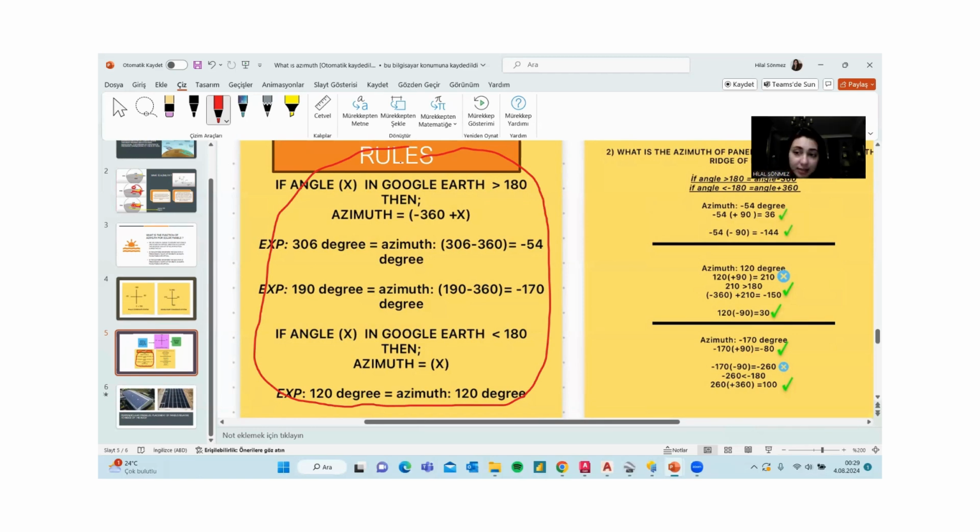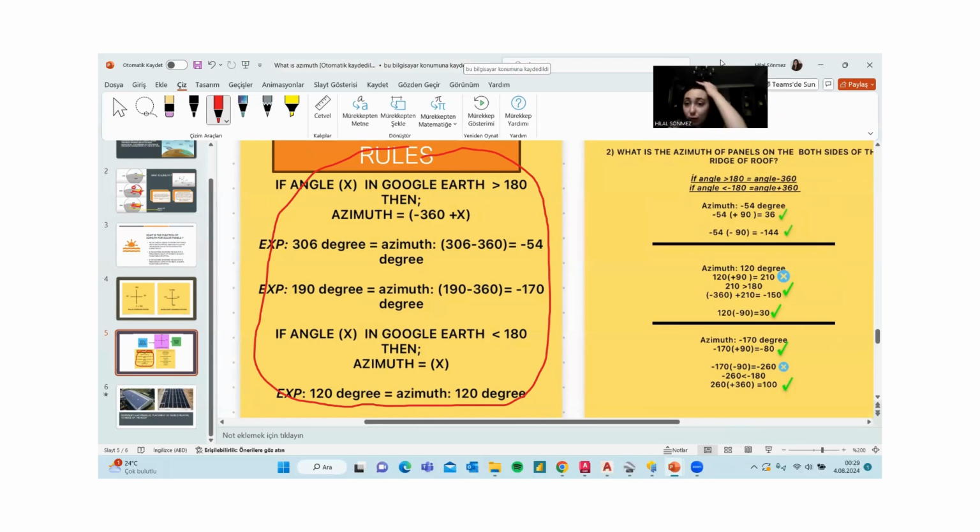But we are not completing yet. What we will do? We will find the azimuth of our panels. It is an important point. Our actual aim is to find the azimuth of our panels on both sides of the ridge of the roof. Our actual aim is that.